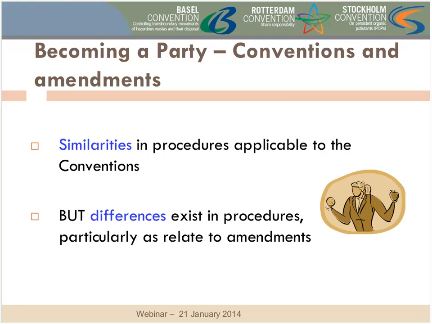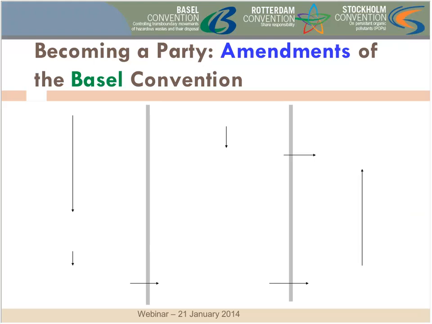There are similarities. Sorry, just to go back to that slide. One thing I would highlight in terms of the amendments to the convention is that this process would relate to the convention text itself. There are separate provisions in terms of the annexes to the convention, and there's a process in particular for Annex 9 amendments to the convention, which also have a process that goes through the open-ended working group. So there is an additional step for those amendments.